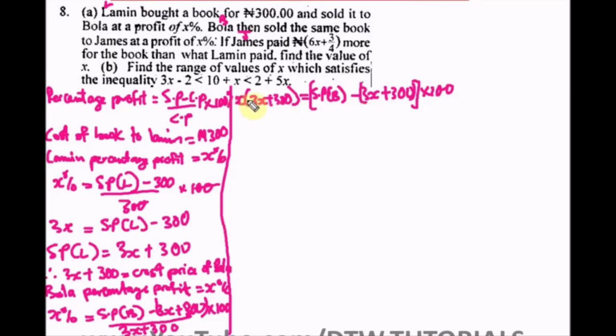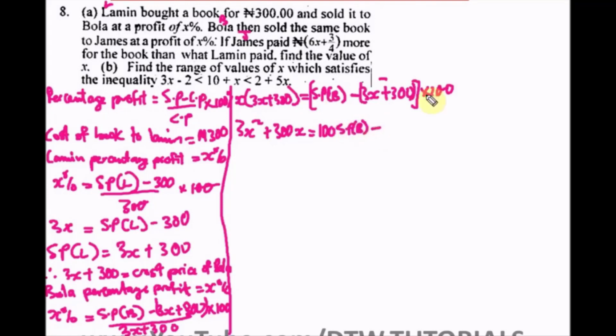In opening our brackets, we have x plus x times 3x, we have 3x squared plus x times 300, we have 300x equal to, okay, what do we have here? If we open this bracket, this sign will multiply this as negative, and this positive sign here will change to a negative. Okay, so let's now use 100 to multiply everything in here. In multiplying everything in this bracket by 100, we have 100 times this will give us 100 SP Bola, that's the selling price of Bola.